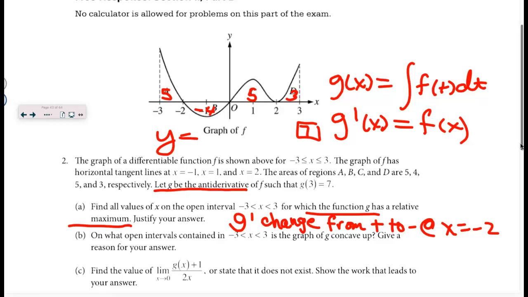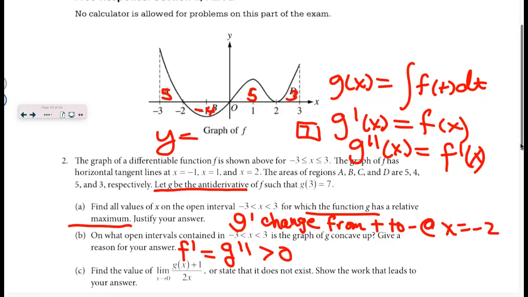When is G concave up? Well, I'm going to ask myself, what has to happen for G to be concave up? G double prime has to be what? Greater than 0. Well, I have to go back up here and say, well, what is G double prime of x then? F prime. Right?